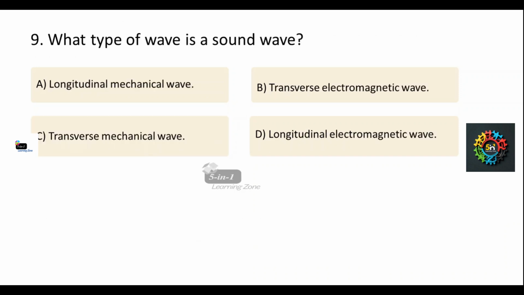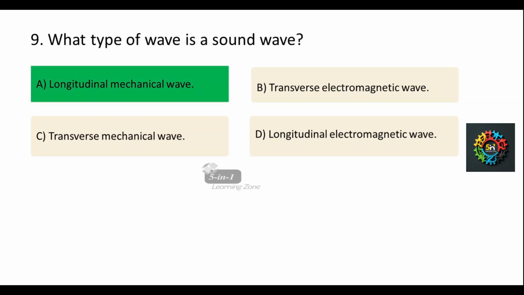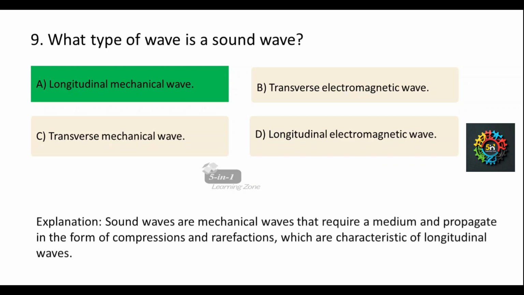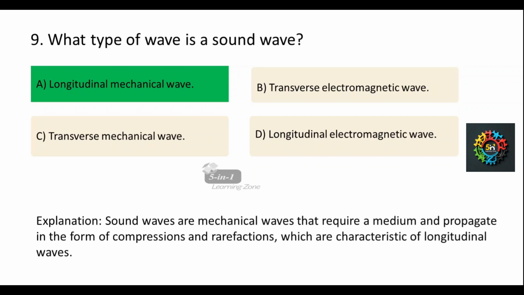9. What type of wave is a sound wave? Answer. A. Longitudinal mechanical wave. Explanation. Sound waves are mechanical waves that require a medium and propagate in the form of compressions and rarefactions, which are characteristic of longitudinal waves.